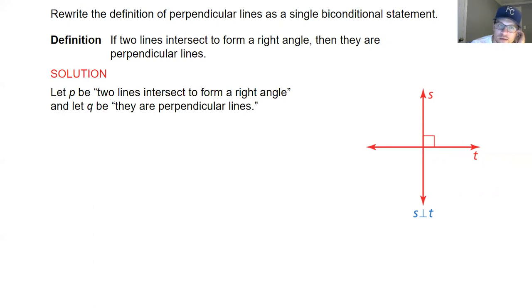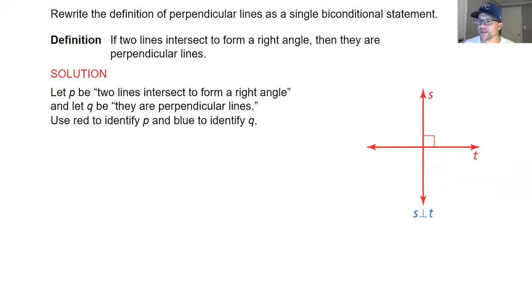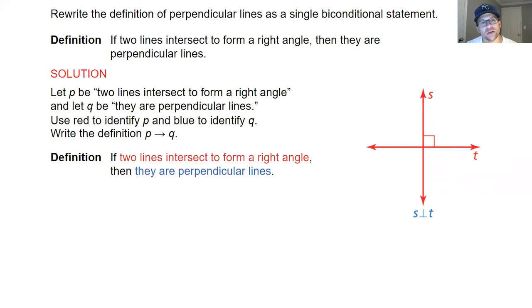We're going to let P be the hypothesis, two lines intersect to form a right angle. Then we're going to let the Q be the phrase after then. They are perpendicular lines. We're going to use colors to help identify those. And then we're going to write that definition of if P then Q. So if two lines intersect to form a right angle, the red is the hypothesis, then they are perpendicular lines. Blue is your conclusion.